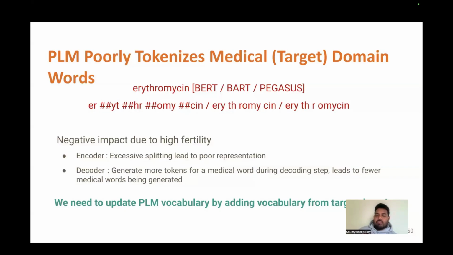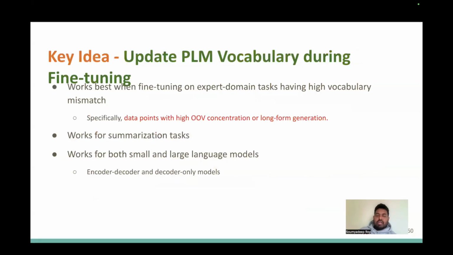We need to update the vocabulary with one from the target vocabulary, right? So this works best on data points with high OOV concentration and long-form generation. We have checked it for summarization tasks, and we have seen that it works for both the small as well as the large language models.